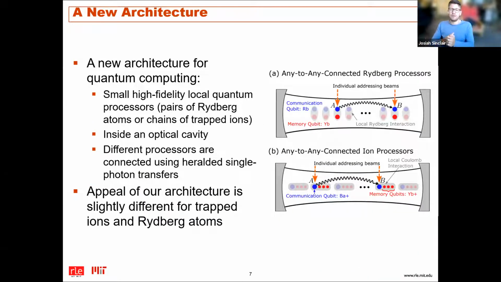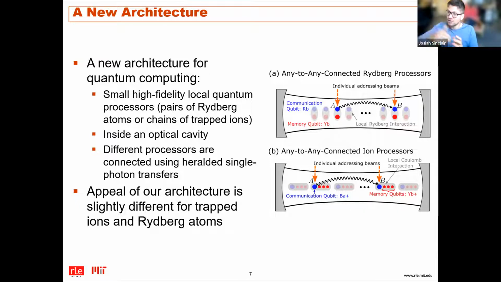Okay, so that brings us to this proposal that I was telling you about, which was put out on the arXiv a few weeks ago. What we proposed is a new architecture for quantum computing, which takes small, high fidelity local quantum processors, which could be chains of trapped ions, or small pairs or collections of Rydberg atoms, and places them inside an optical cavity and connects them using heralded single photon transfers. It's possible to give this entire talk in a hardware agnostic way, where I talk about local processors and so on, but in my opinion, it's much more confusing. So for most of the talk, I'm going to focus on just the Rydberg implementation of the architecture.